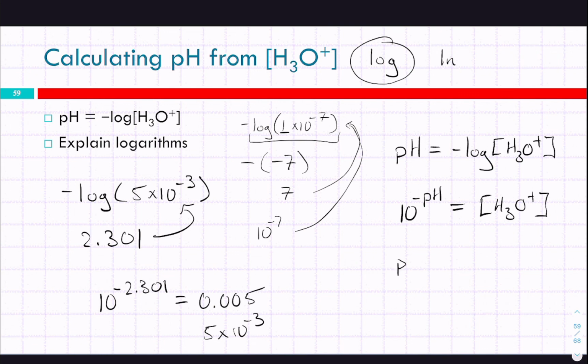We'll also talk about on Tuesday pOH. So pH is the concentration of H plus. pOH is the concentration of OH minus. And the function, though, is exactly the same. The negative log of the concentration gives you the pH or pOH. 10 raised to the negative pOH or pH gives you the concentration. I would recommend just playing with this on your calculator a bit.